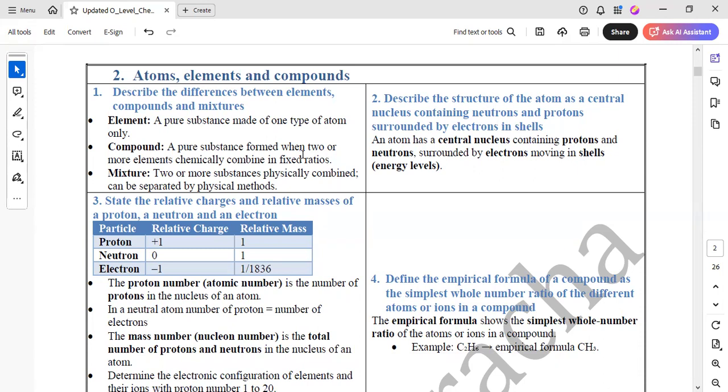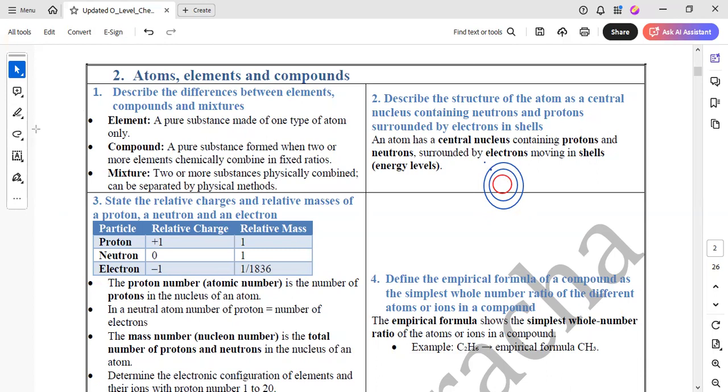Then the next thing is to describe the structure of an atom as a central nucleus containing neutrons and protons, surrounded by electrons in shells. So this is about describing the atomic structure. An atom has a central nucleus, and around that nucleus we have electron-filled shells. Electrons are assumed to be moving around in these shells. In the first shell we have two electrons. In the second shell we have a maximum of 8 electrons, and so on.